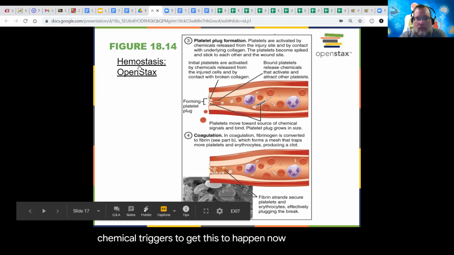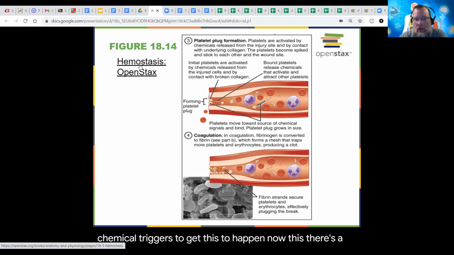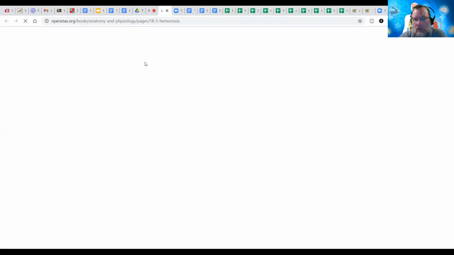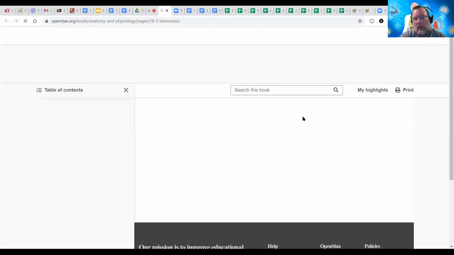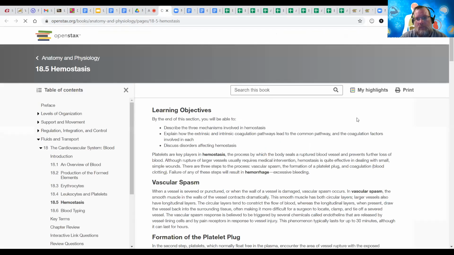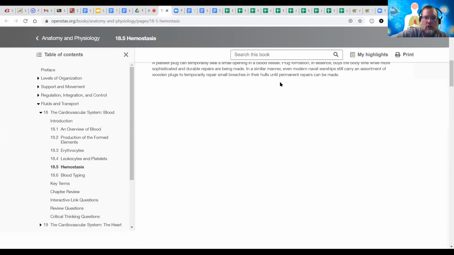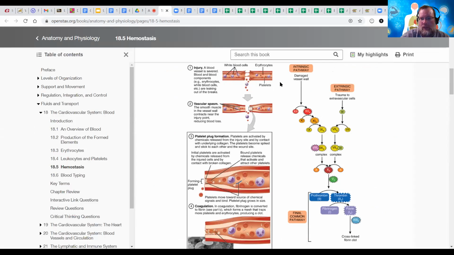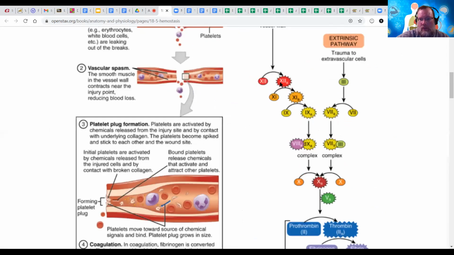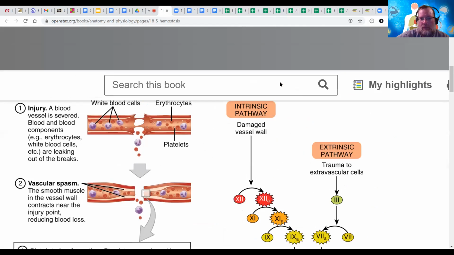Now, there's a link here that you can click. It'll take you into OpenStax. So I'm going to do that now. And what it's going to show us is, let me move this over here. It's going to show these pathways. So let me blow this up.